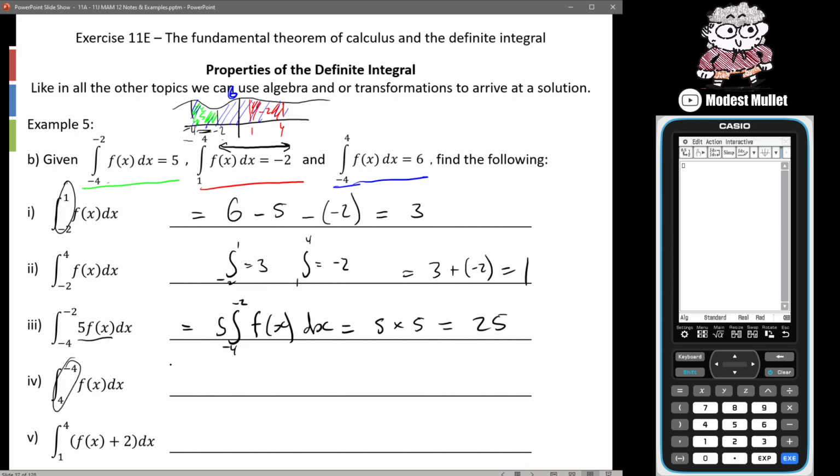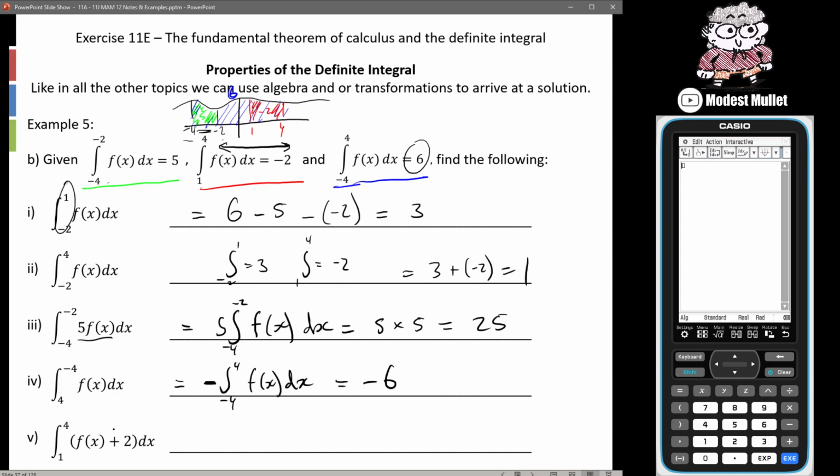From -4 to 4. Okay, so now we need to just notice that we aren't going left to right. The order is switched compared to up here. So that would be equal to, we want to switch the order back to something we know. So we want to change this to 4 at the top and -4, because that's what we're given up here. We switch the order, we have to put a negative sign in front of it. And that will give us negative, and we're told the area is 6. So we can put that in.